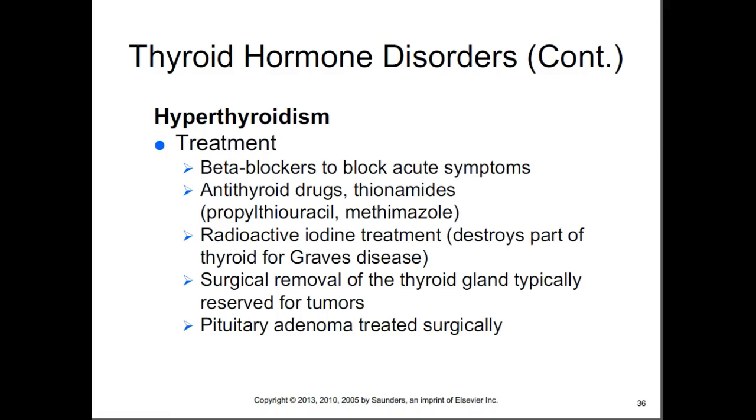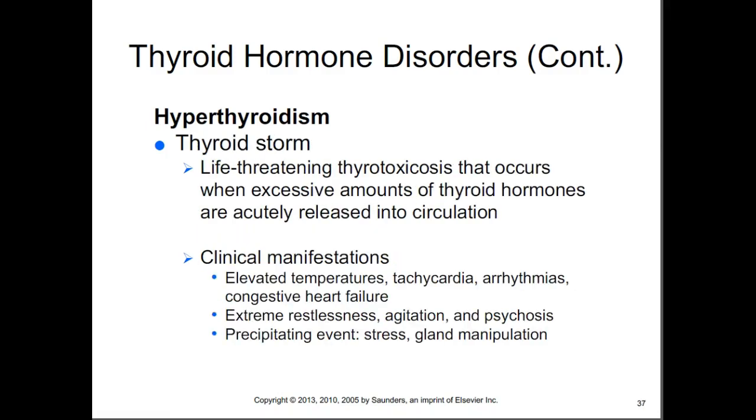All right, so some of the treatments of hyperthyroidism are beta blockers, to block acute symptoms, antithyroid drugs, thioamides, which are propylthiouracil, which is very, very common, and methimazole. And then radioactive iodine treatment is also going to be used to destroy part of the thyroid in Graves' disease, and surgical removal of the thyroid gland is typically reserved for tumors. Pituitary adenomas, again in the pituitary gland, are treated surgically. Remember, pituitary adenoma is a benign tumor.